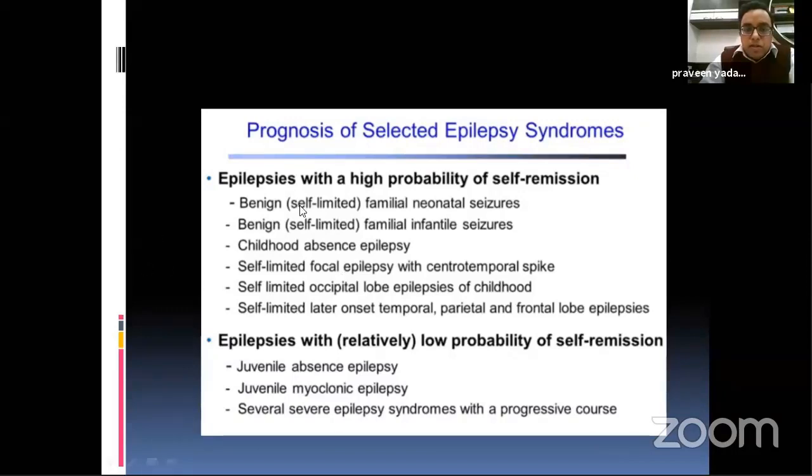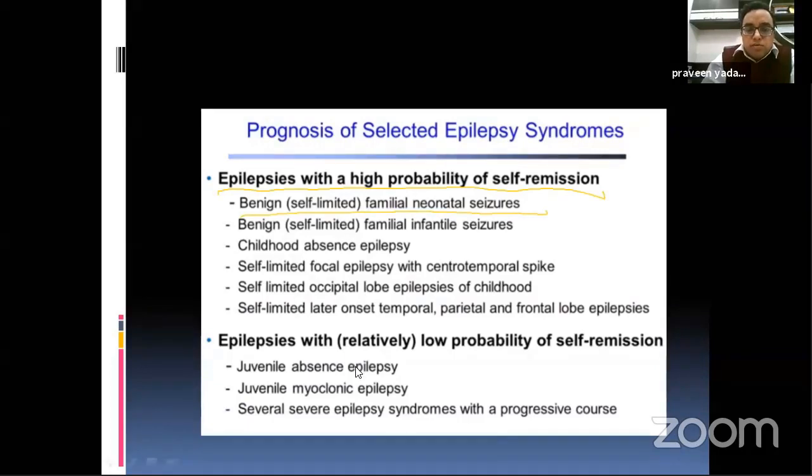medication. If it's a syndrome with a high probability of self-remission, for example, benign Rolandic epilepsy, you know that it's an age-limited epilepsy, and once the child grows, the epilepsy subsides. Similarly, the Gastaut and the Panayiotopoulos syndromes. These are again age related. Childhood absence epilepsy, this is again age related. So this will subside on its own. Here long-term antiepileptic agent is not required. You can safely stop the medication after 3 to 5 years.